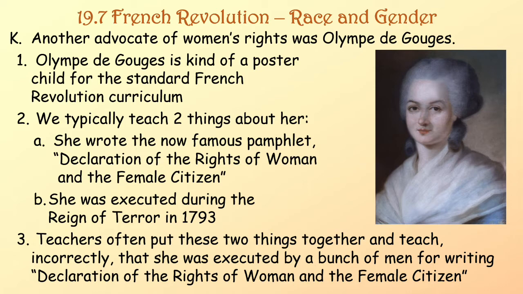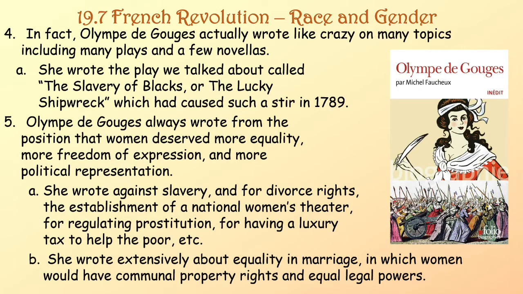And teachers often put these two things together and teach, incorrectly, that she was executed by a bunch of men for writing Declaration of the Rights of Woman and the Female Citizen. In fact, Olympe de Gouges actually wrote like crazy on many topics, including many plays and a few novellas. And she wrote that play that we talked about called The Slavery of Blacks, or The Lucky Shipwreck, which had caused such a stir in 1789.